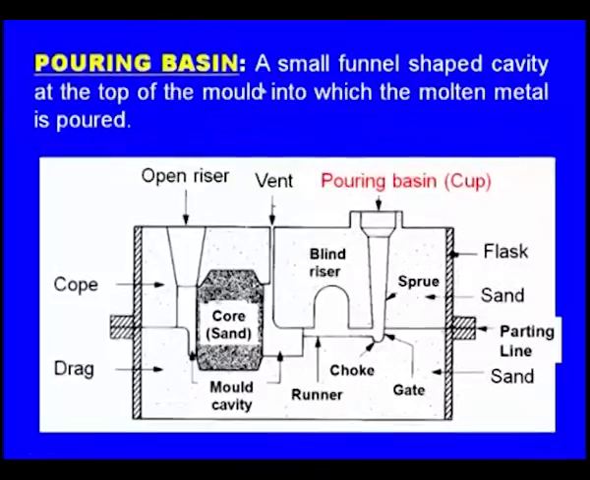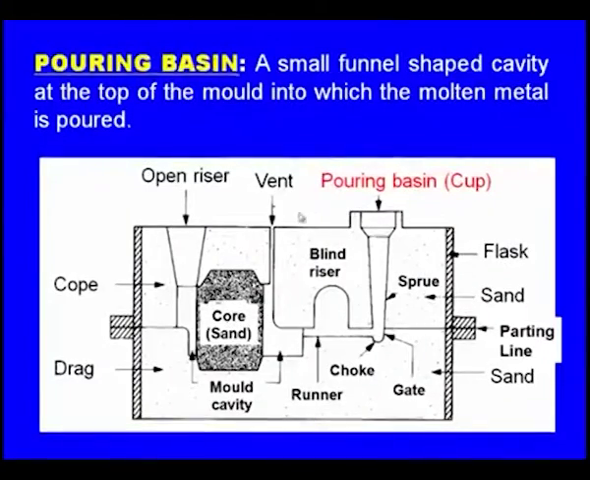Next, let us see the pouring basin. Again let us see the same cross section, and initially we pour the molten metal from the top. This is a vertical passage, but sometimes it is narrow. If it is narrow, it is very difficult to pour the molten metal. The molten metal may spill outside. That is why the entrance should be wider to facilitate easy pouring of the molten metal.